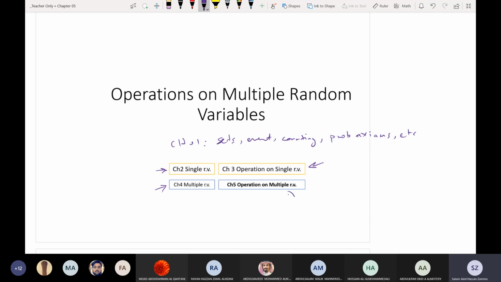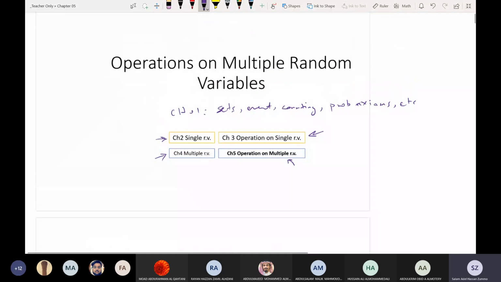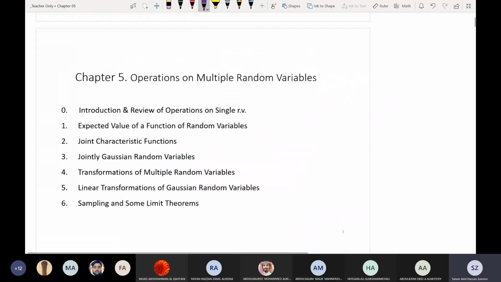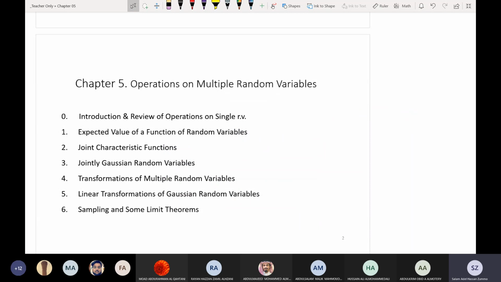Today, inshallah, we'll talk about operations on multiple random variables. So we'll start very similar to what we have done in chapter 3. However, it will be for multiple random variables. So the outline for chapter 5 will look like, first of all, some introduction, and then we'll talk about the expected value of a function of random variables. Very similar to what we have done for a single random variable. However, now we talk about multiple random variables.